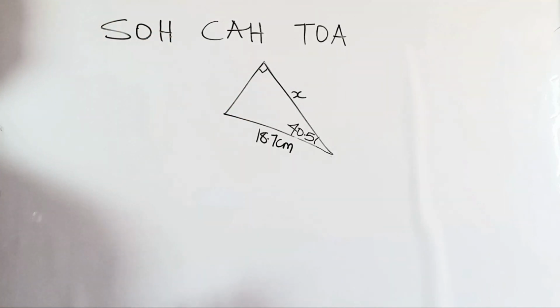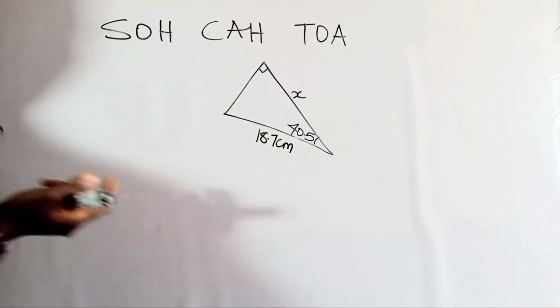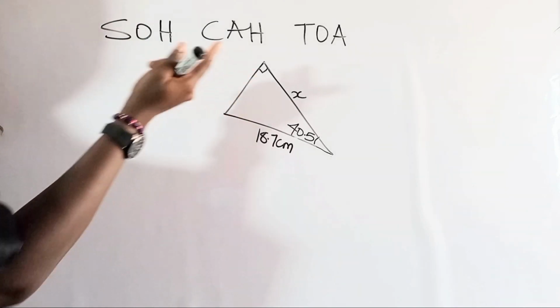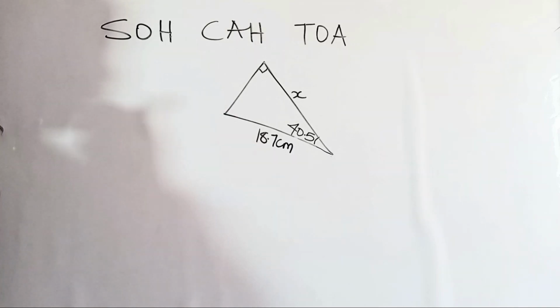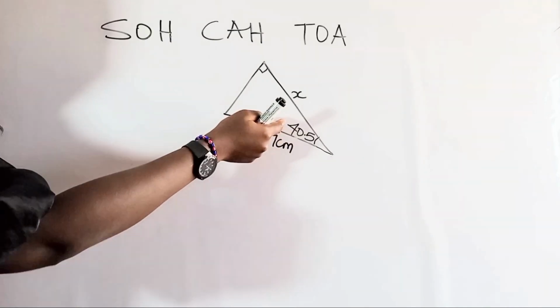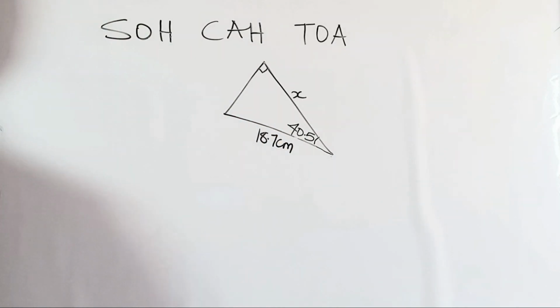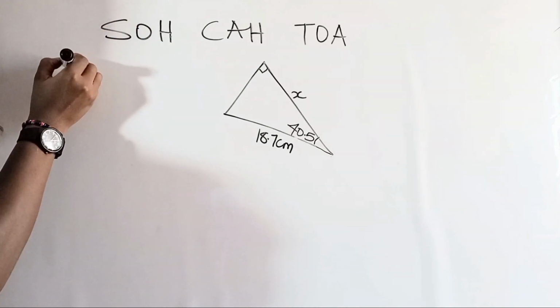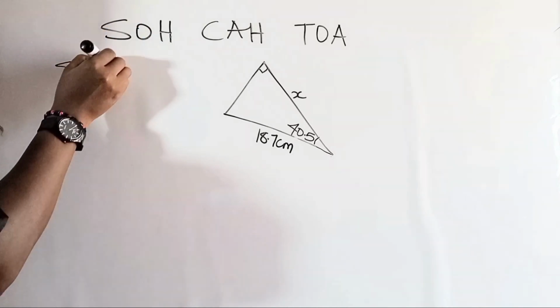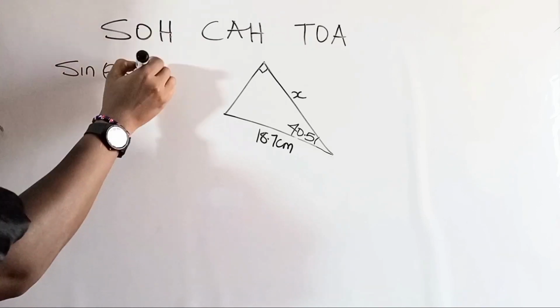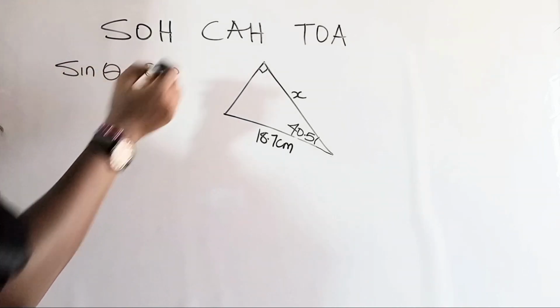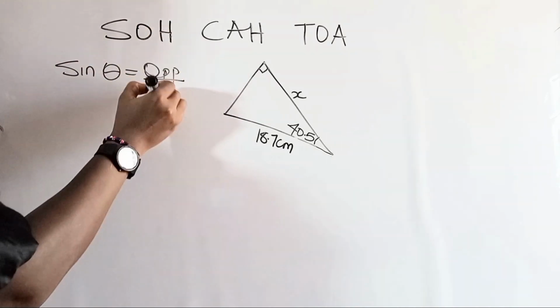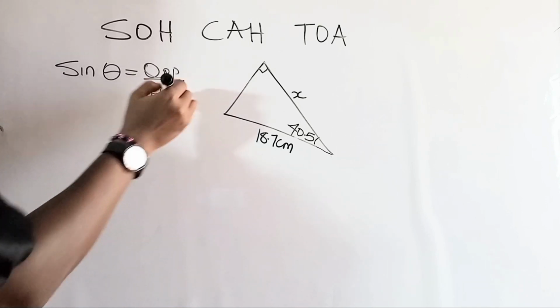SOHCAHTOA is just a shortened way of writing the trigonometric ratios that are used to solve problems involving finding missing lengths in a right angle triangle or an unknown angle. Okay, so now SOH simply represents sine of the angle: sine theta equals the O, which is the opposite side of the right triangle, over H, the hypotenuse.